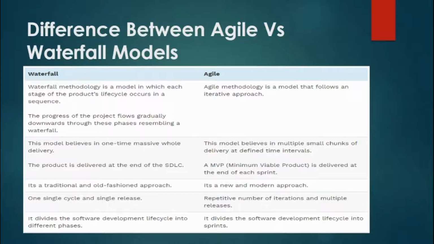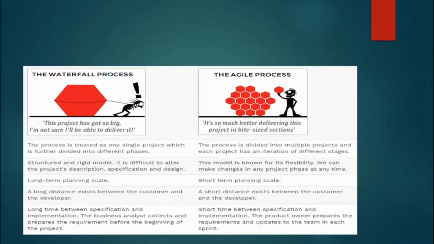Now you can understand both the processes with the help of an example. In the waterfall process, you can see it says this project has got so big, I'm not sure I will be able to deliver it. But in the agile process, everything is divided into chunks. It's so much better delivering this project in bite-sized sections. This is the difference between waterfall and agile using the pictorial representation.